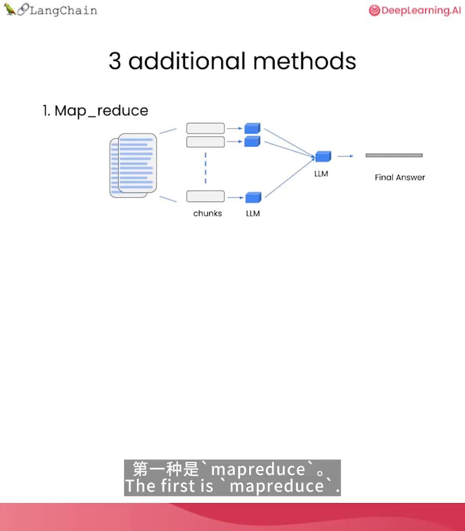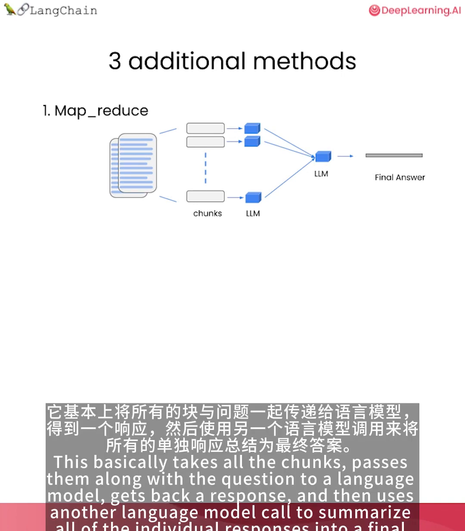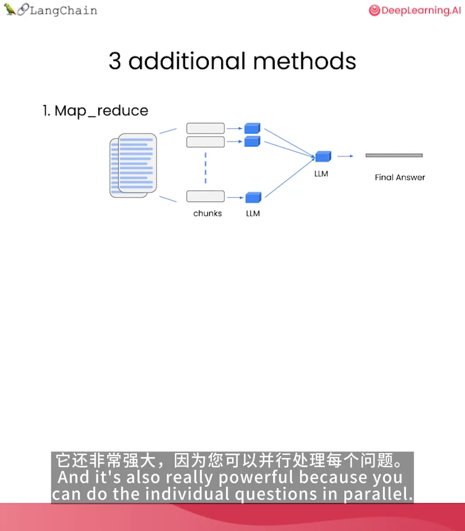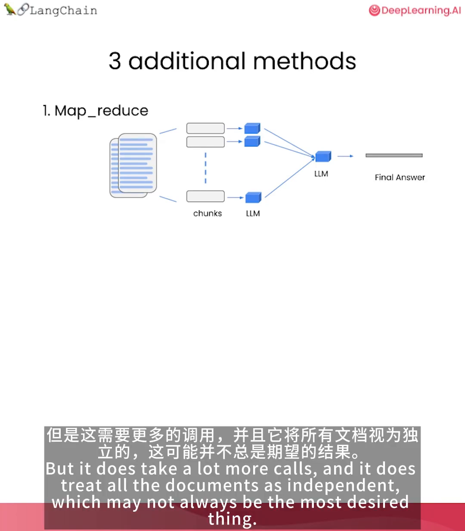The first is MapReduce. This basically takes all the chunks, passes them along with the question to a language model, gets back a response, and then uses another language model call to summarize all of the individual responses into a final answer. This is really powerful because it can operate over any number of documents. And it's also really powerful because you can do the individual questions in parallel. But it does take a lot more calls. And it does treat all the documents as independent, which may not always be the most desired thing.